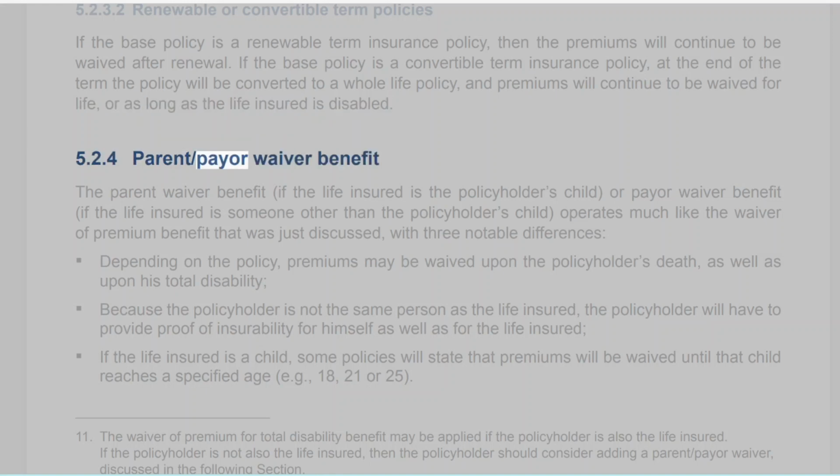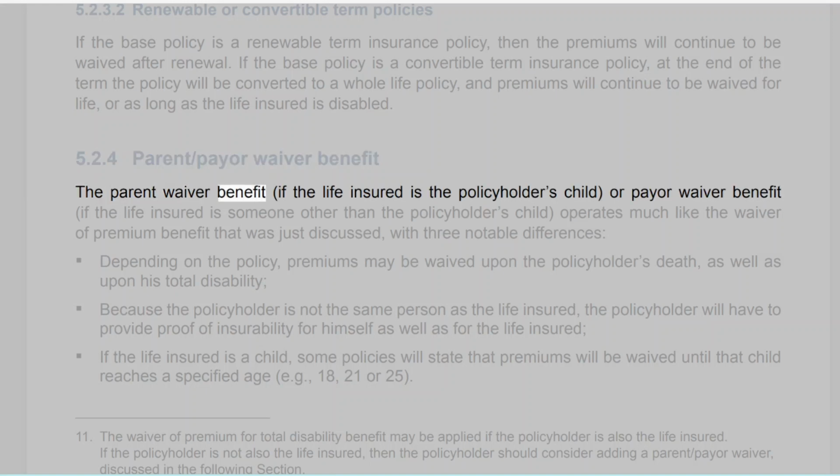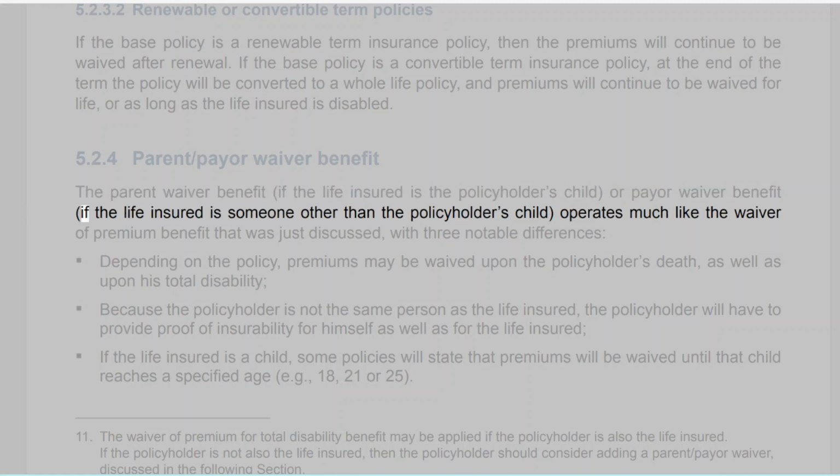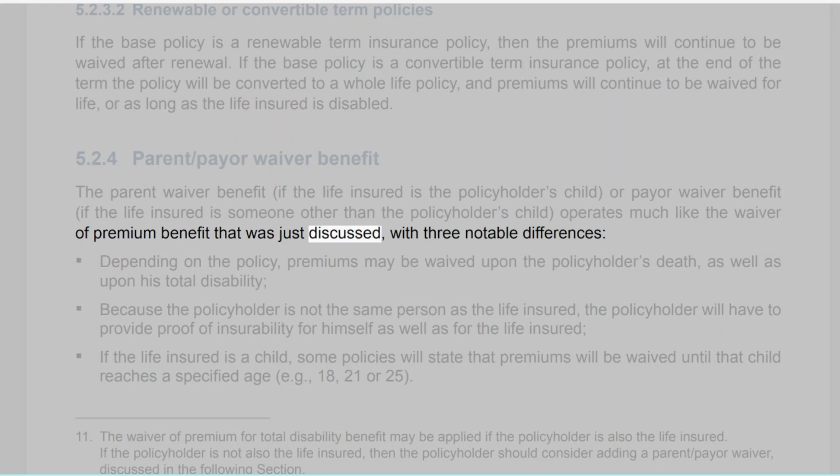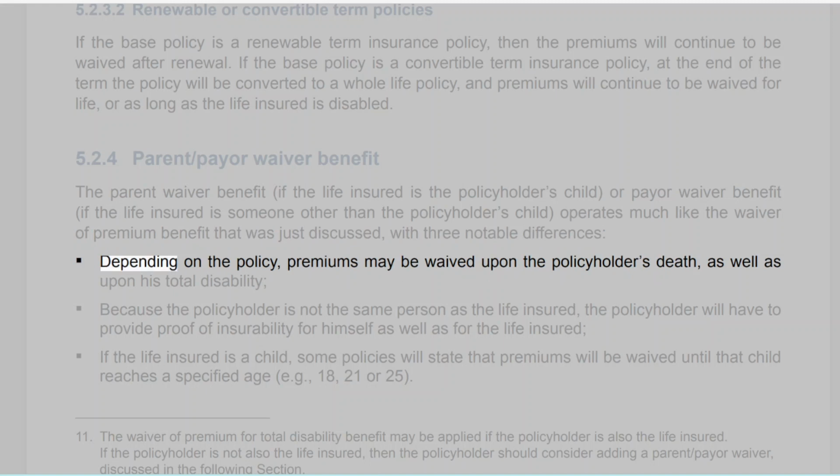5.2.4 Parent/Payer Waiver Benefit. The parent waiver benefit, if the life insured is the policyholder's child, or payer waiver benefit, if the life insured is someone other than the policyholder's child, operates much like the waiver of premium benefit that was just discussed, with 3 notable differences. Depending on the policy, premiums may be waived upon the policyholder's death, as well as upon his total disability.